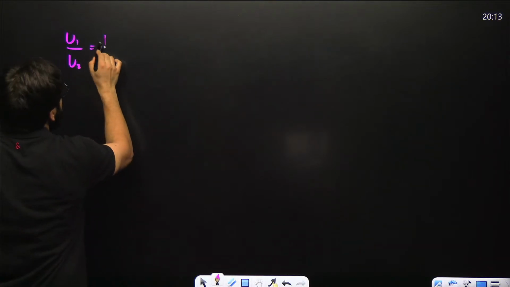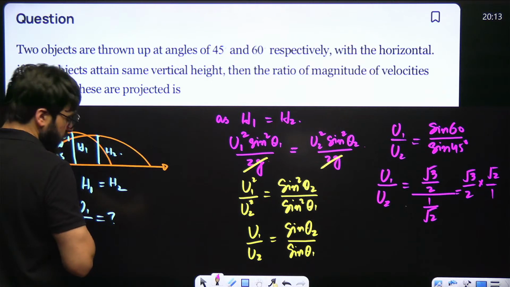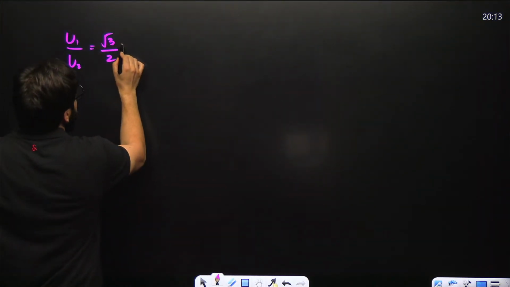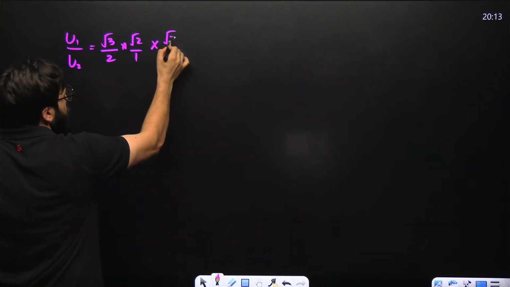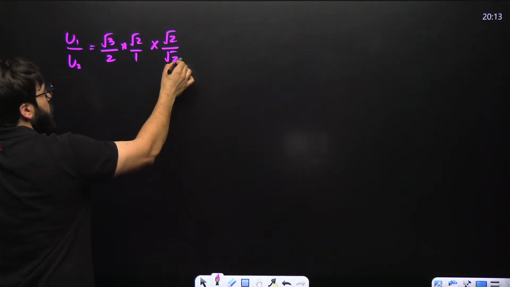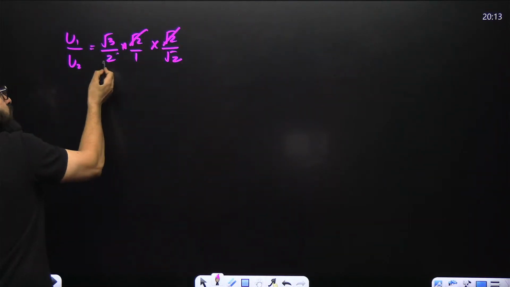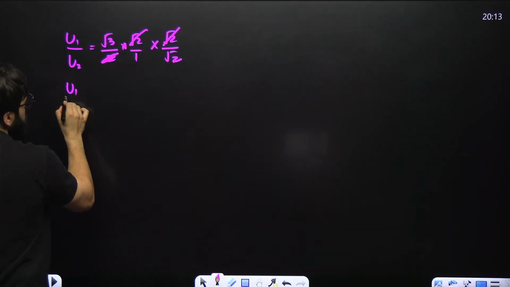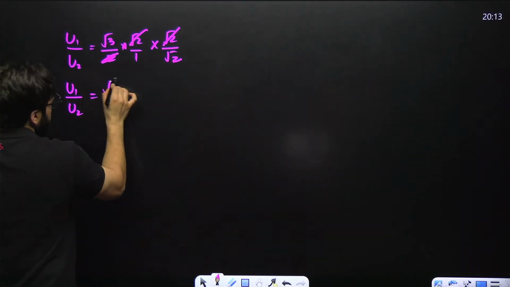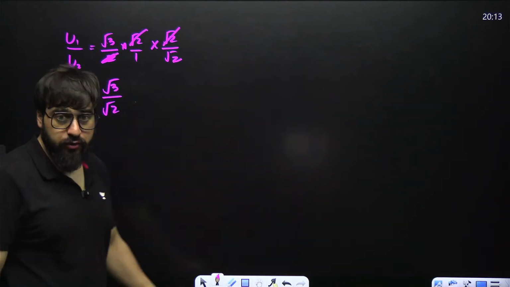So u1 divided by u2 is equal to root 3 by 2 into root 2 by 1. Now rationalize: multiply with root 2 and divide with root 2. Root 2 into root 2 becomes 2, and that 2 will cancel with this 2. So what will remain? Root 3 by root 2. So u1 divided by u2 will be root 3 divided by root 2. This is the answer to this particular question.